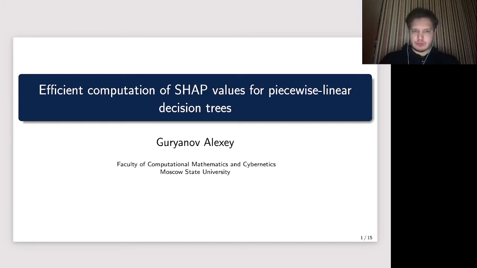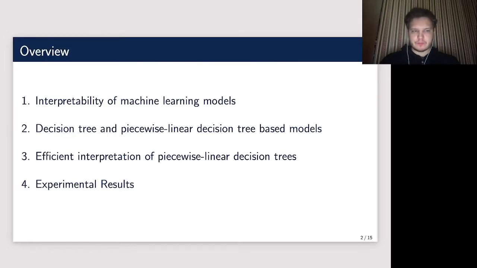Greetings, my name is Guryanov Aleksey, and I will present my work, efficient computation of SHAP values for piecewise linear decision trees. The overview of my presentation is as follows.